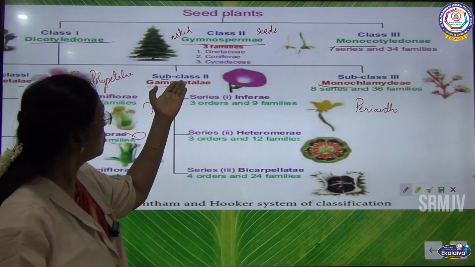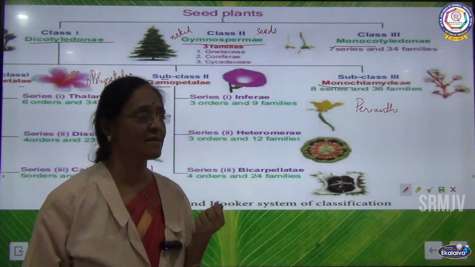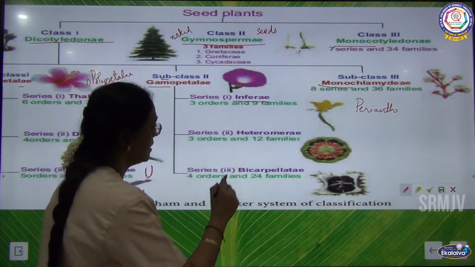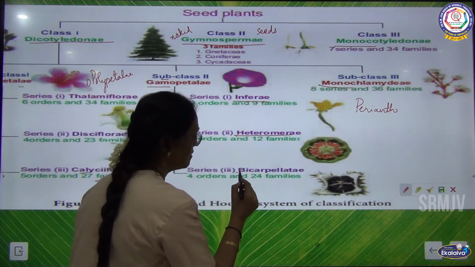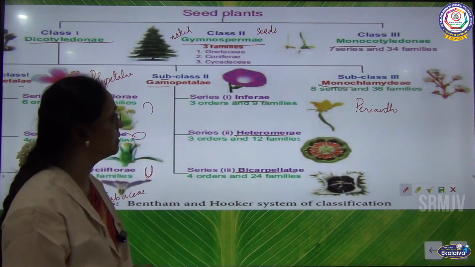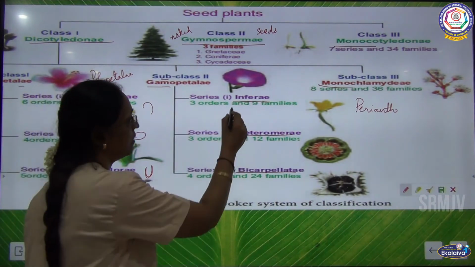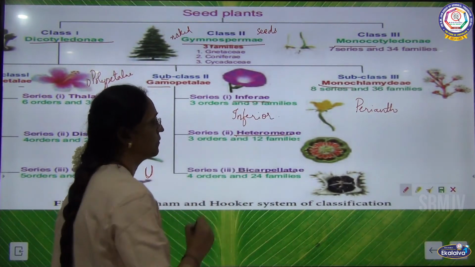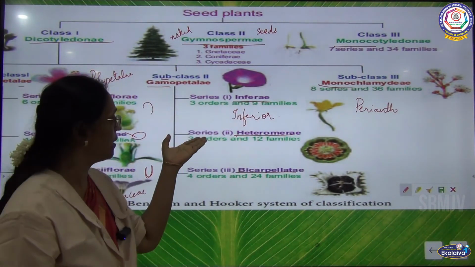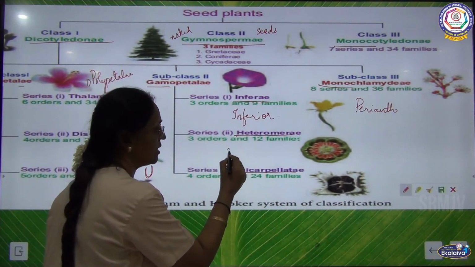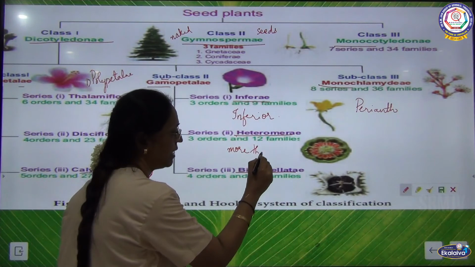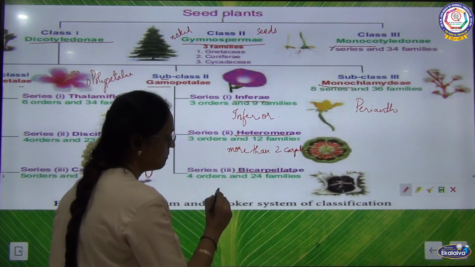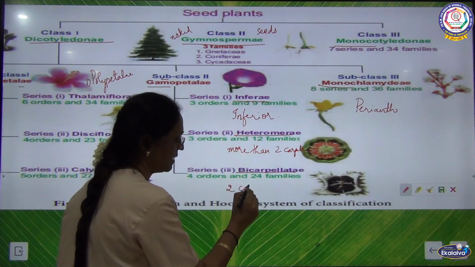The second one, when you talk about the gamopetalae, here the petals are fused. This is divided into 3 series. One is called Inferae, the second is called Heteromerae, and the third series is called Bicarpellatae. Now, what is Inferae? Inferae is nothing but the ovary is inferior. Series Heteromerae is if they have more than 2 carpels. And Bicarpellatae is if they have 2 carpels.